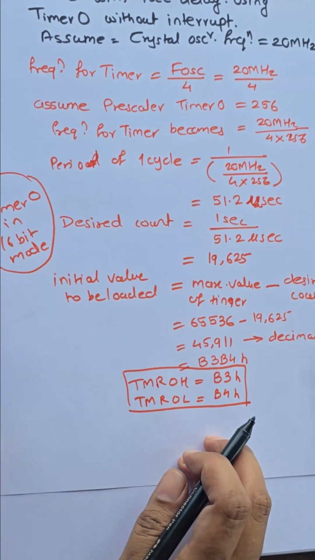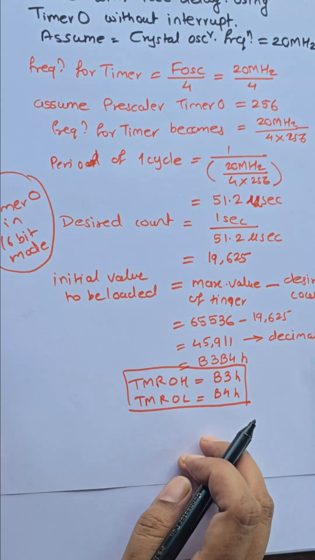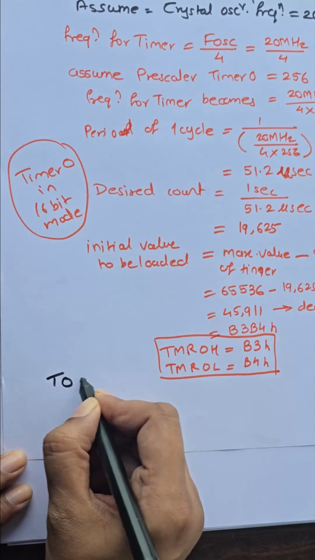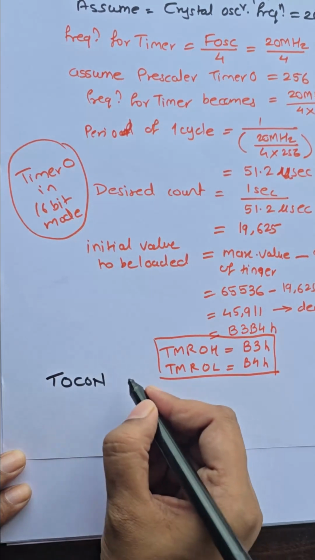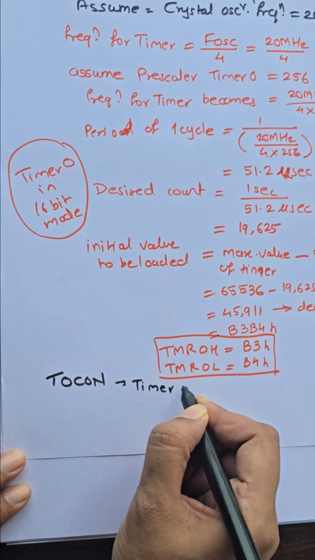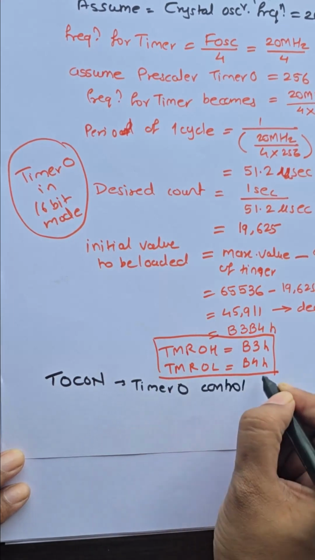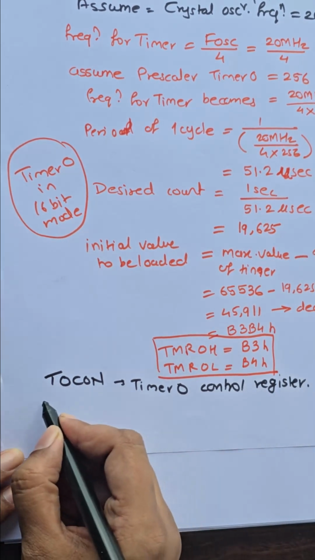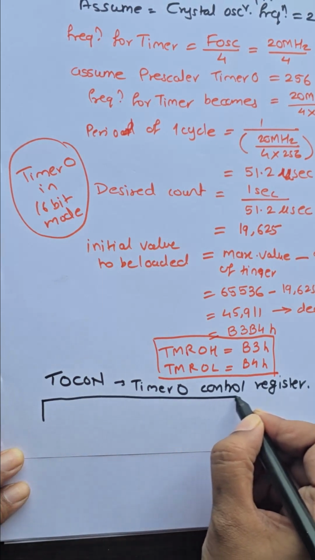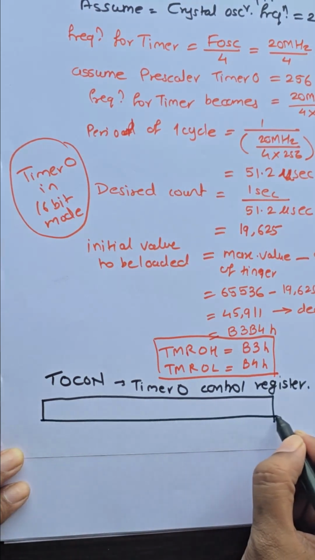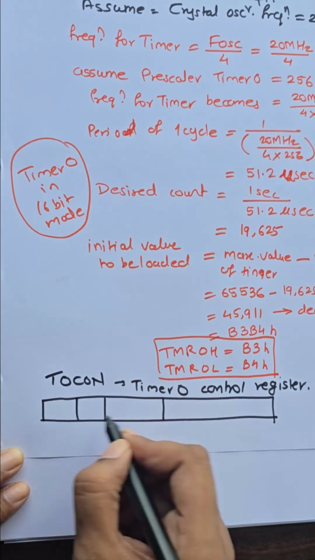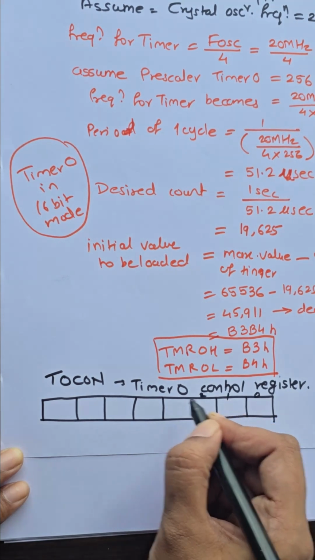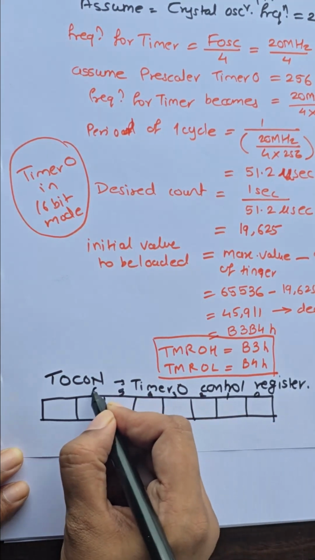Now we need to configure timer 0, and to configure timer 0 we need to configure the T0CON register. The T0CON register is basically the timer 0 control register. It is an 8-bit register. These are its bits: bit number 0, bit number 1, bit number 2, bit number 3, bit number 4, 5, 6 and 7.